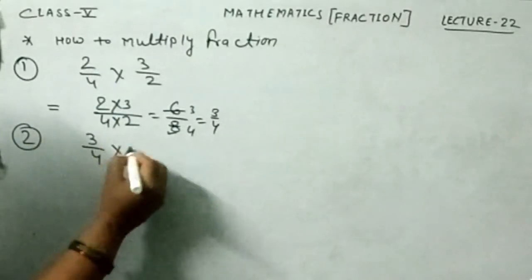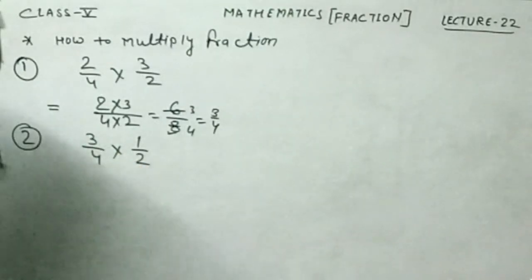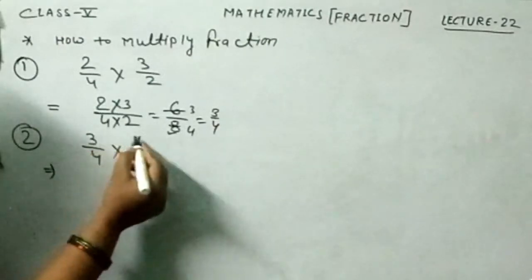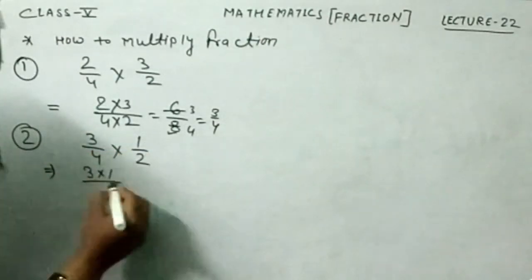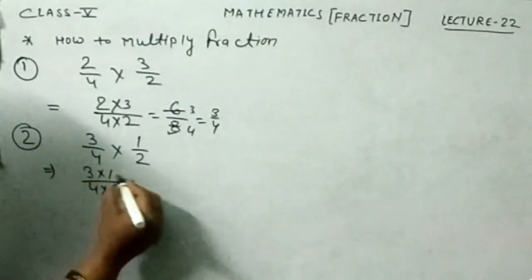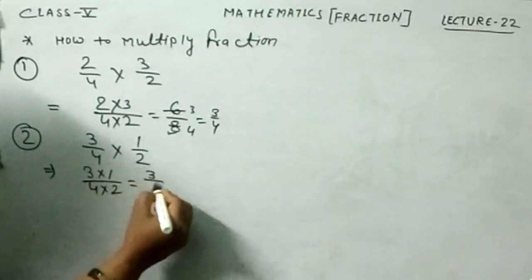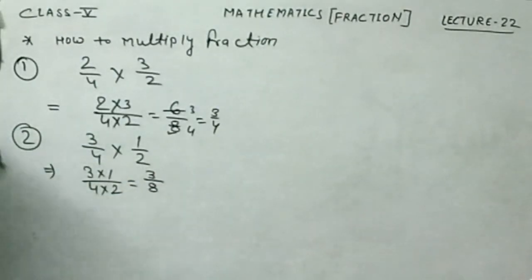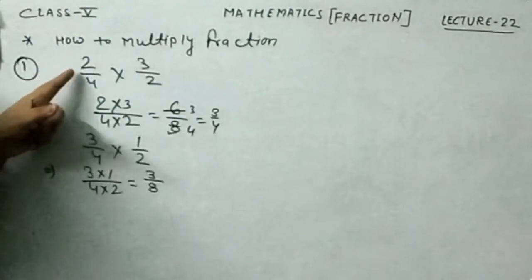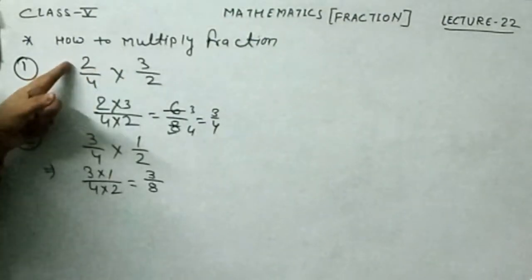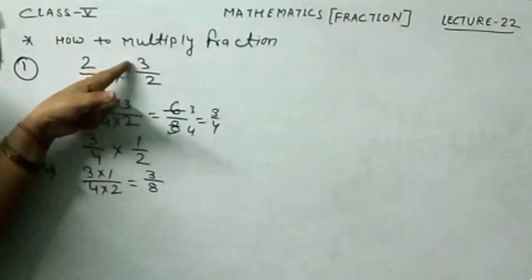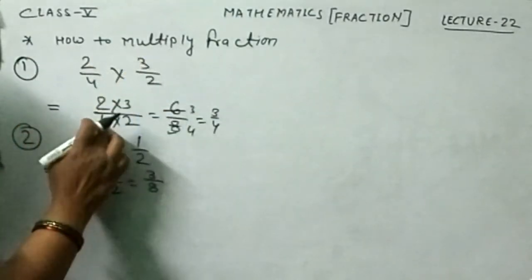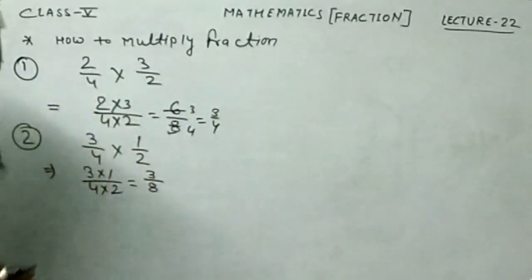3 by 4 multiply 1 by 2. Now see, same way, what we have to do, write on the top upper number 3 multiply 1, and down 4 multiply 2. Multiply the numbers, 3 1s are 3 and 4 2s are 8. If both fractions have numerator and denominator given, you have to multiply the numerators and multiply the denominators.